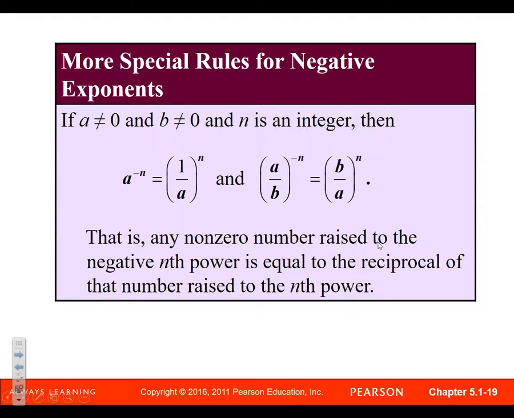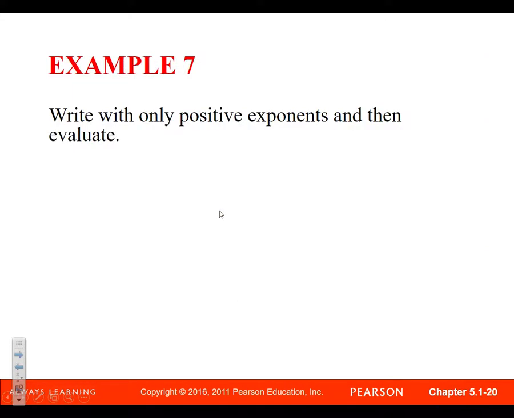More special rules for negative exponents. Yeah, there's nothing special about these. They're still the same rules. How would we write this with a positive 4? How can I rewrite this as an equivalent expression so that the 4 is not a negative anymore? It's just a reciprocal, exactly. Just flip that 3 over 2. Okay?